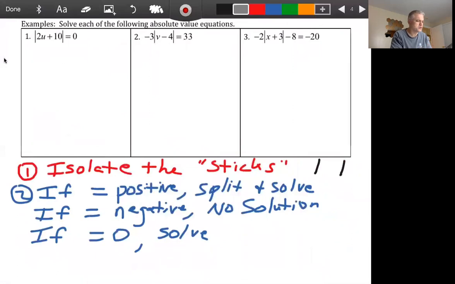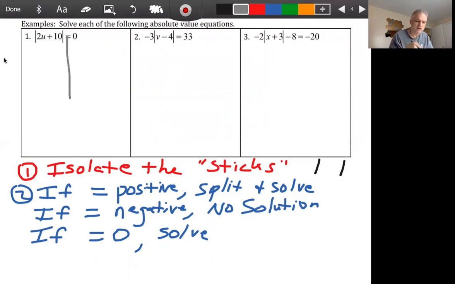So let's scoot down here. 3 examples to do where we have more than just absolute value of x. Let's get some practice on these. All right, so 2 steppers really here. Step 1 is always isolate the sticks. And the sticks, as I mentioned, are the absolute value brackets. So in question 1, the sticks are already isolated on the left side of the equal sign.